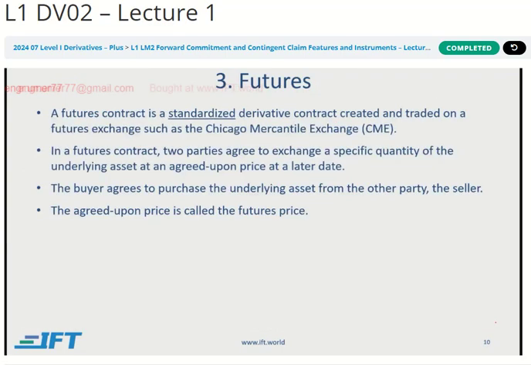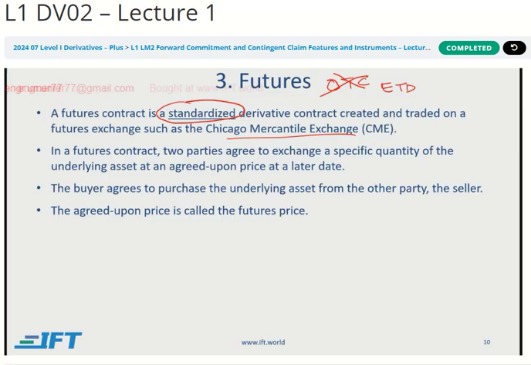Now, this is exactly like forwards. The only difference is this is not over the counter. This is exchange traded derivatives, right? So therefore, they are not customized. They are standardized. This is a standard product sold on the exchange. And an example of such an exchange is the Chicago Mercantile Exchange. There are many others in the world.